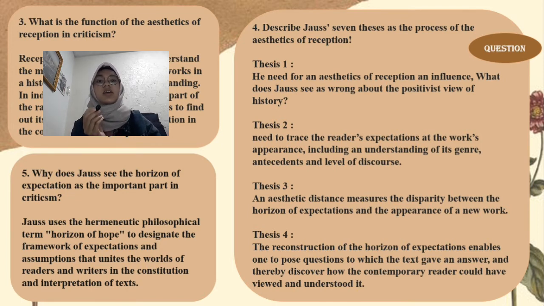Thesis 3. An aesthetic distance measures the disparity between the horizon of expectation and the appearance of a new work. The way a literary work at the historical moment of its emergence satisfies or refutes the expectation of its first audience clearly provides criteria for determining its aesthetic value. The distance between the horizon of expectation and the work, between the familiarity of previous aesthetic experience and the horizontal change by the acceptance of a new work.